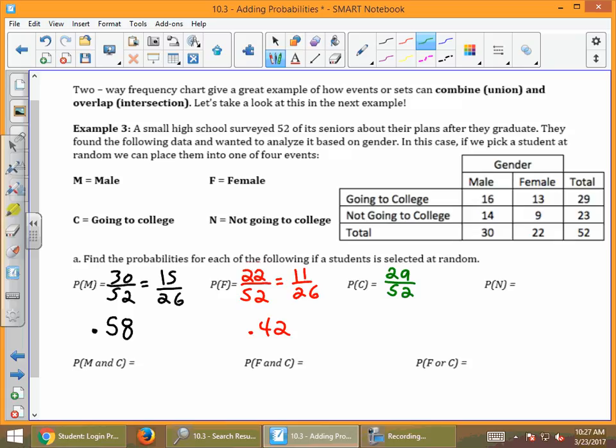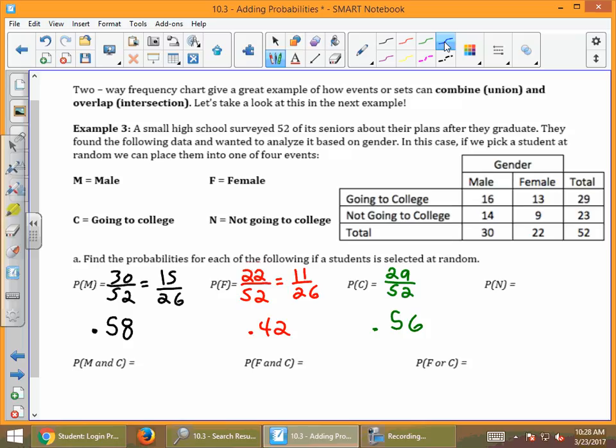What's that reduced fraction? What's 29 over 52 reduced down to? It doesn't reduce down to the fraction, right? But when you get a decimal, what did you say you got? 0.56. 29 is a prime number, guys. It's not going to break down any further than that. So 0.56. So a little over half the population is going on to college of the senior class.